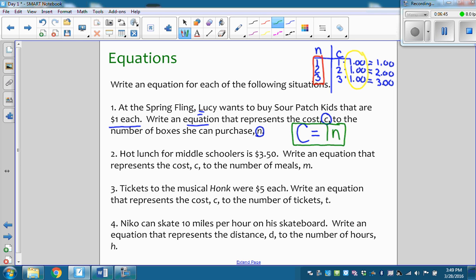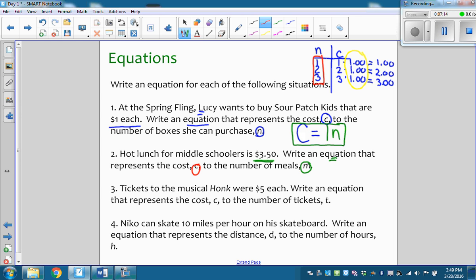Here's another problem, number 2. Hot lunch for the middle school is $3.50 for a lunch. I want to write an equation, which means I have to have an equal sign that represents the cost to the number of meals. Each meal is $3.50. So the meal is my independent variable, and the cost is my dependent variable. C is my dependent variable.